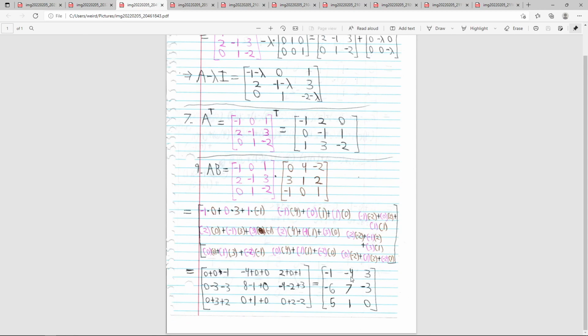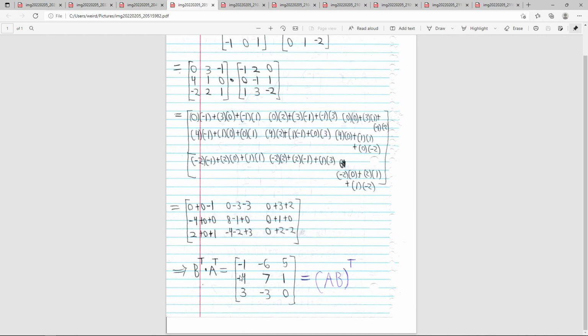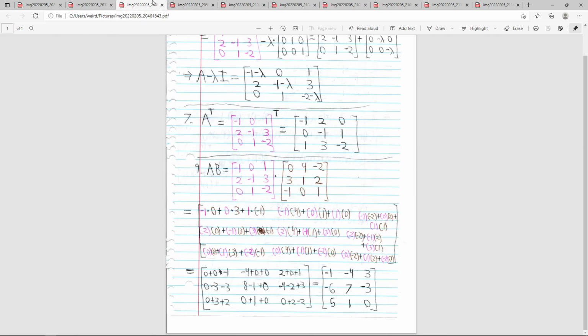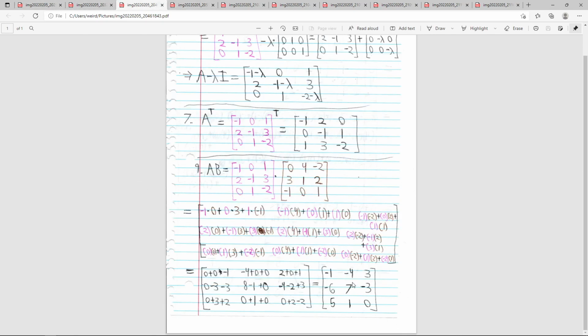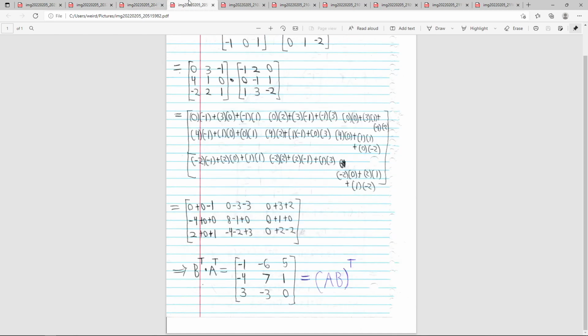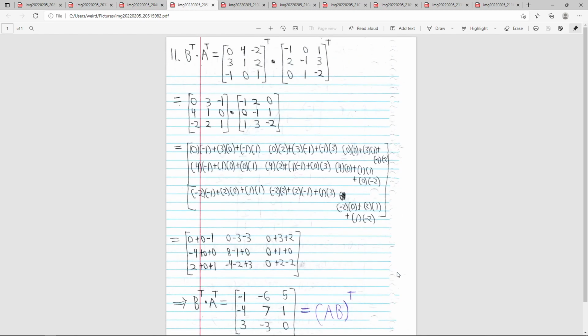See, negative 1, negative 4, 3, negative 1, 4, negative 4, 3. So the rows become a column. And negative 6, 7, negative 3, and 5, 1, 0. Yeah, it's a transpose of AB. So you could just start from here and do the transpose of AB to get this. It would save you time, but it's not 100% necessary, though it helps.